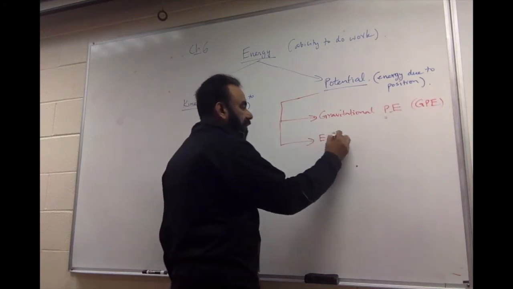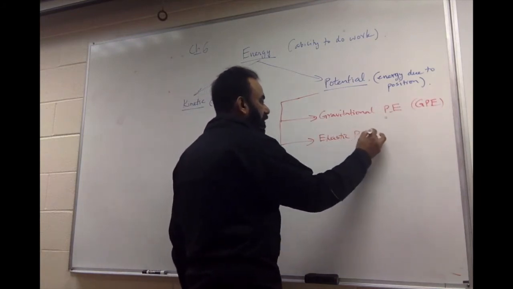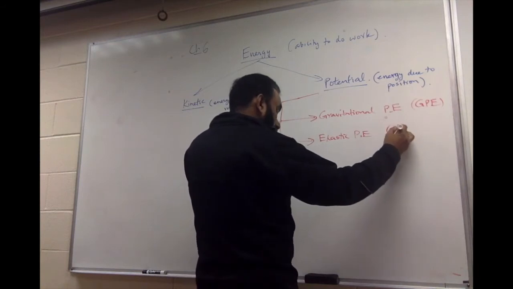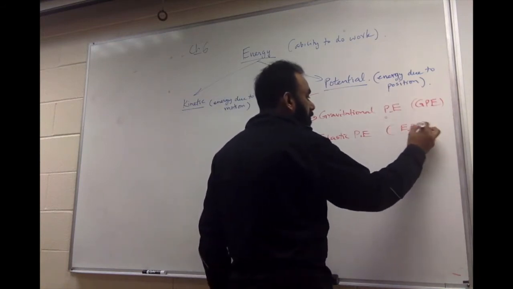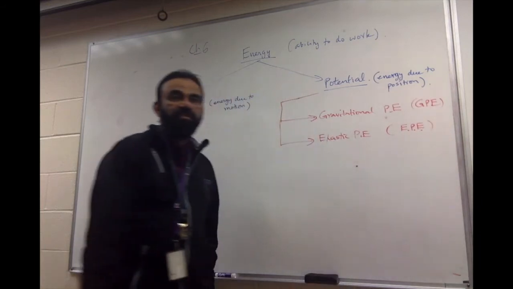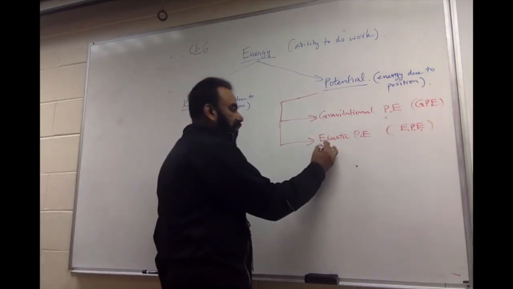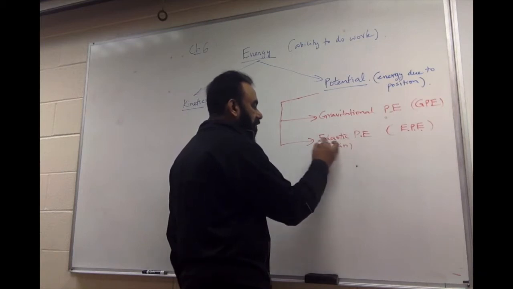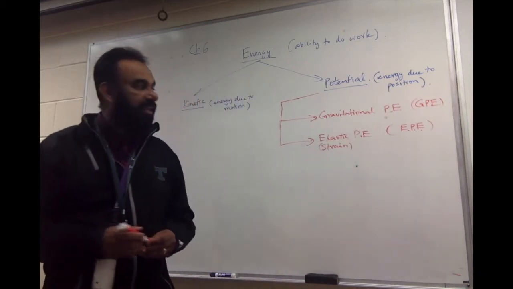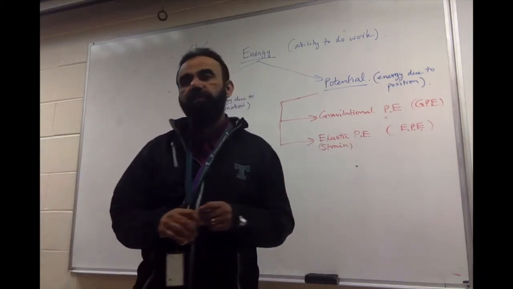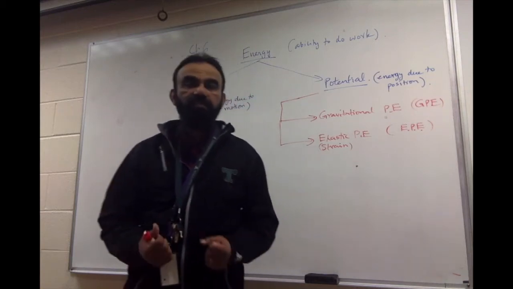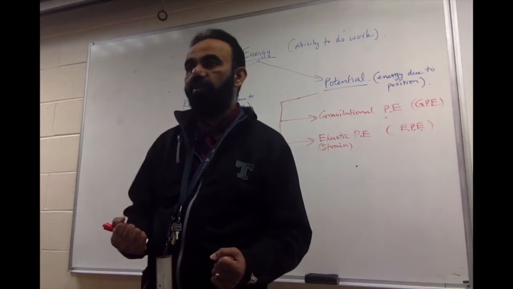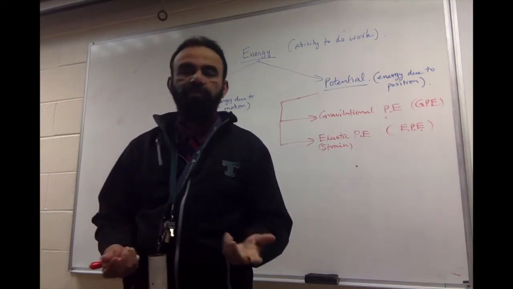Elastic potential energy, or sometimes called strain potential energy, is the energy gained when you try to change the shape of an object. In other words, stretch the molecules from their original positions, like in a spring.